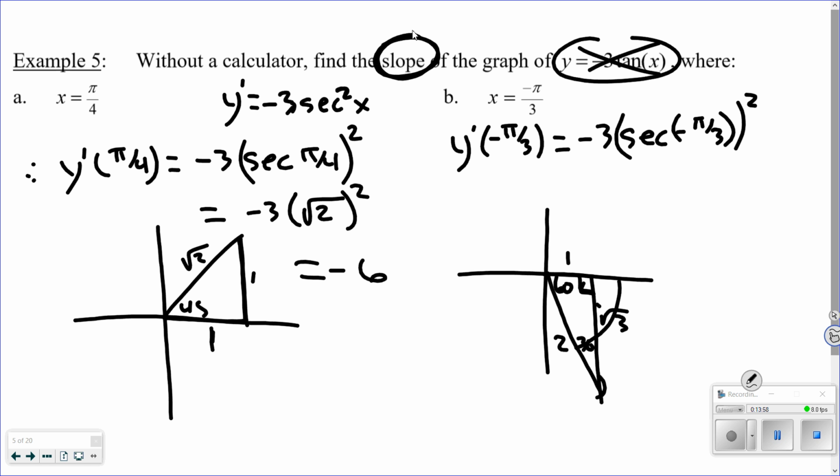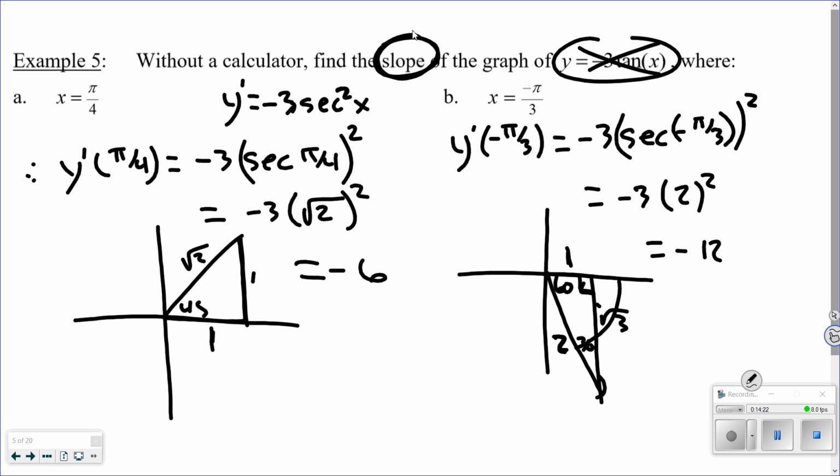So secant's the reciprocal of the cosine. Cosine is adjacent, which is 1, over the hypotenuse, which is 2. So the cosine's a half. So the secant would be 2. So this equals -3 times 2 squared. 2 squared is 4, times -3. -12 would come out to be my slope. The hardest part on there, right, is evaluating the trig functions. That's the part you really got to be careful with. The derivative really isn't that bad.